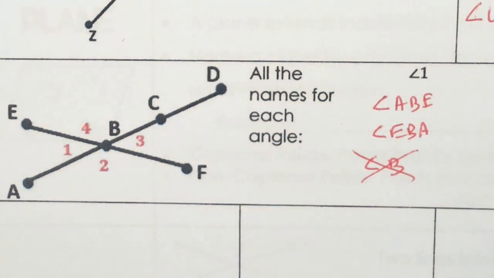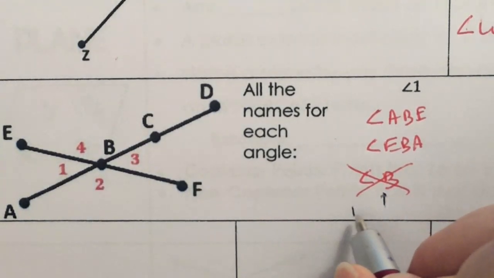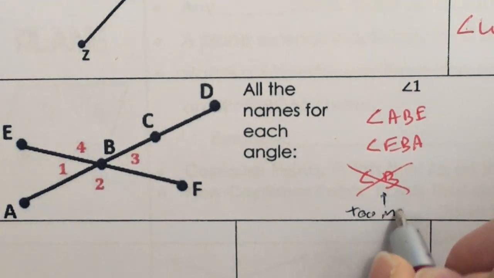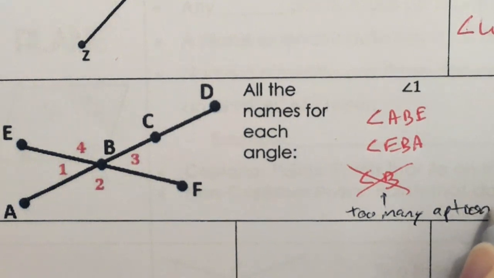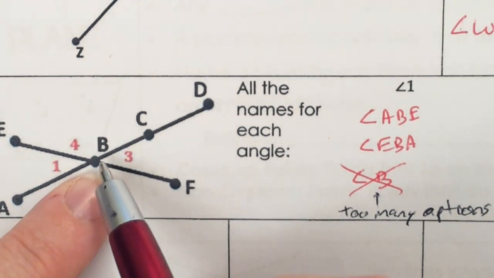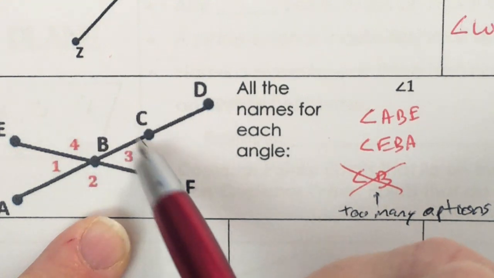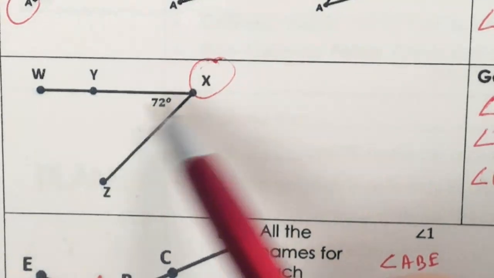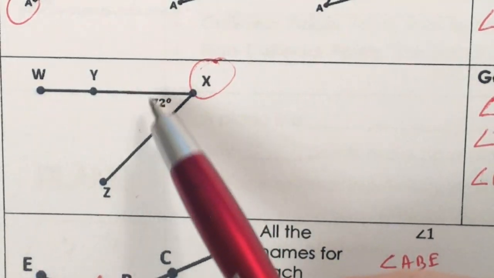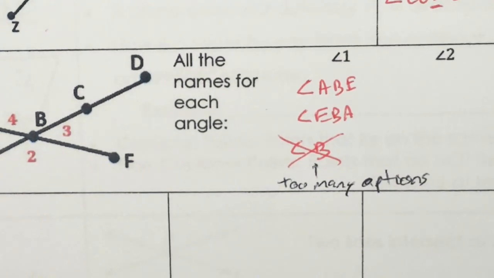No. Why can we not call it angle B? Because there are too many options. If I'm saying angle B, you don't know if I'm talking about angle 1, angle 4, or angle 3. There are too many possibilities, whereas when I said angle X, you knew automatically I was only talking about this one. So angle B is not okay.